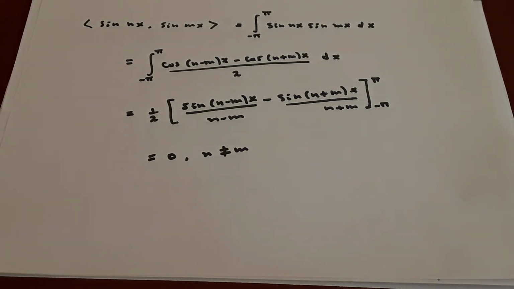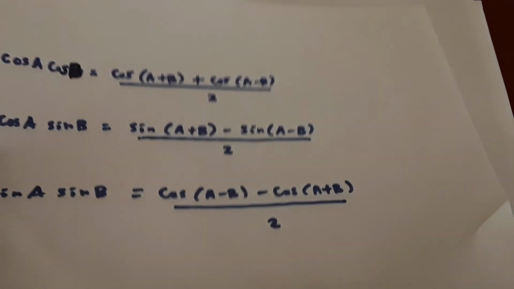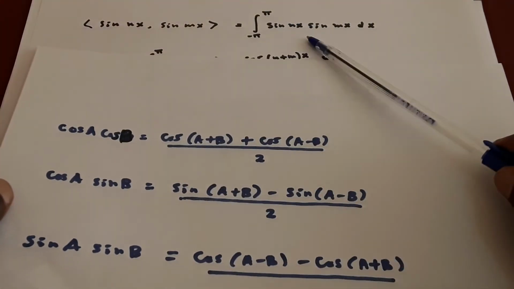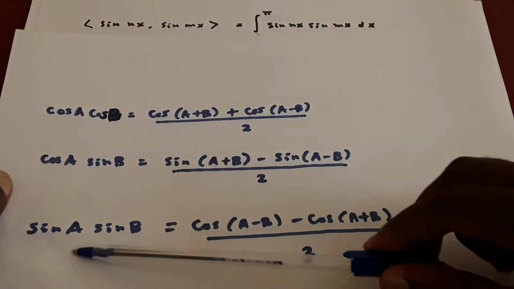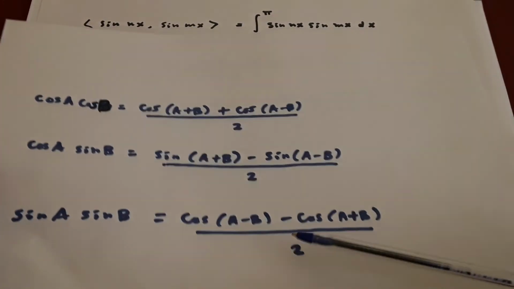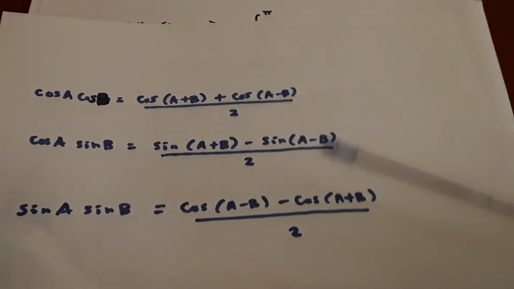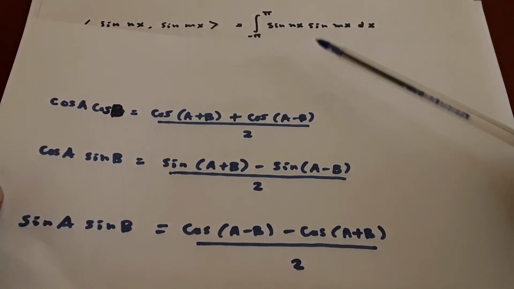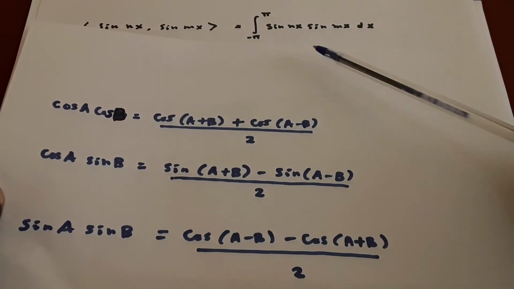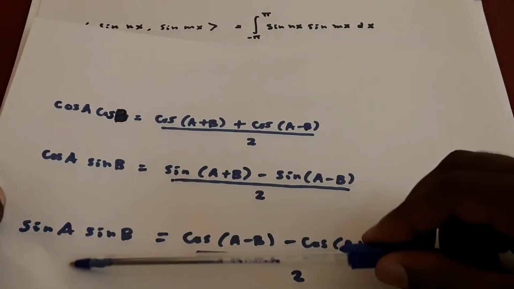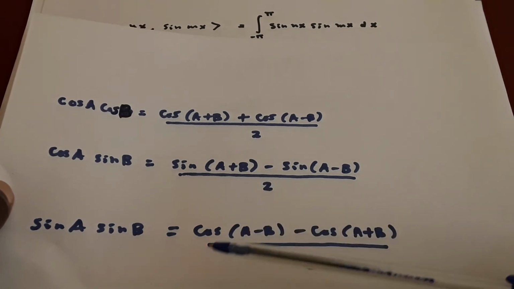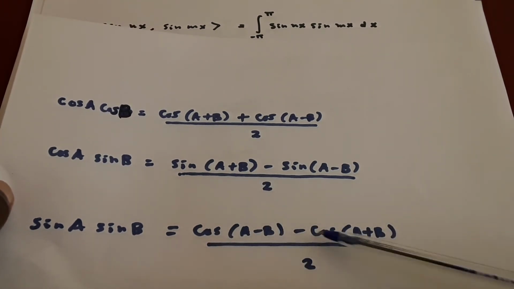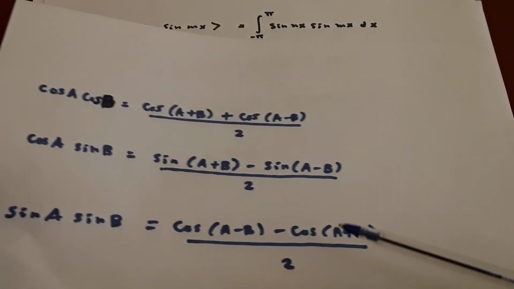Again, this is obtained via a trigonometric identity, that is sine a sine b equals cos a minus b minus cos a plus b, over 2. If this is a and this is b for the time being, then sine a sine b under the integrand is computed through cos a minus b minus cos a plus b over 2.